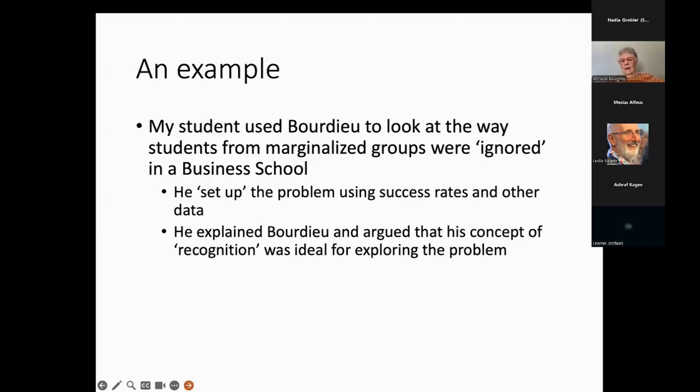The next thing he did in his article was he explained Bourdieu, and he explained the concepts in Bourdieu. And then he made an argument that Bourdieu's concept of recognition, I won't explain that now, was ideal for exploring this problem that, for example, black students weren't doing so well in the business school. And what he showed was that black students weren't listened to for all sorts of reasons. They could speak, white students, middle-class white students, they could speak more authoritatively.